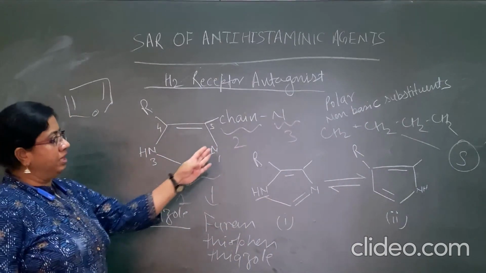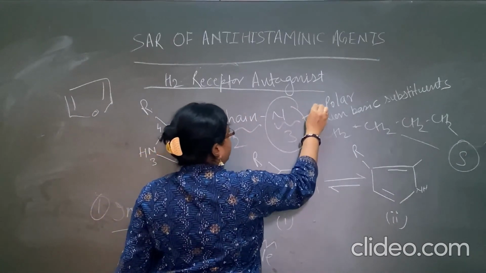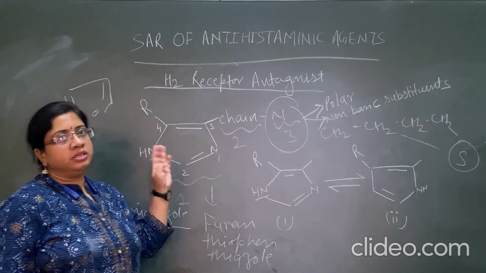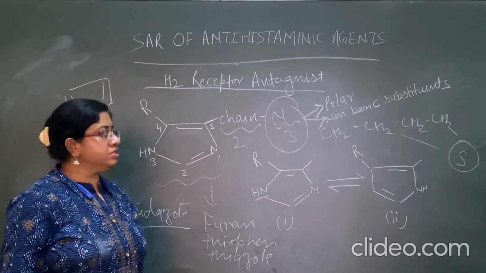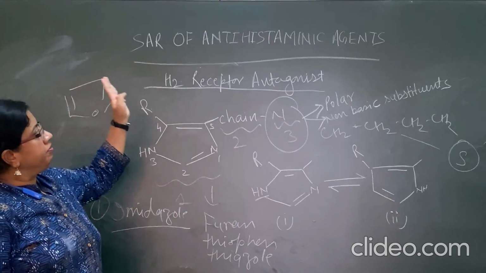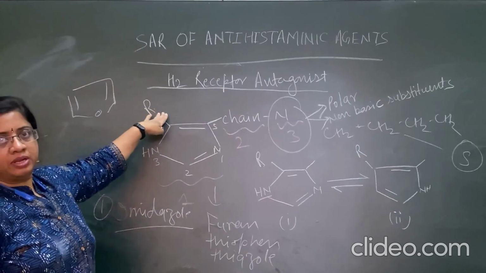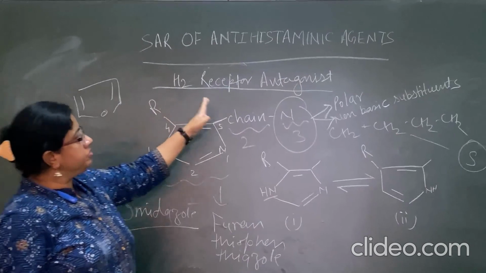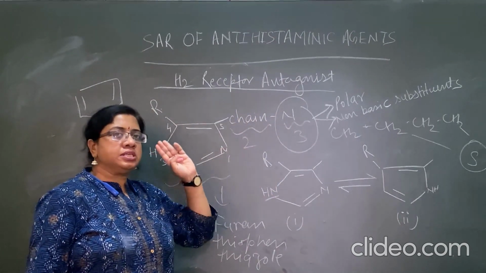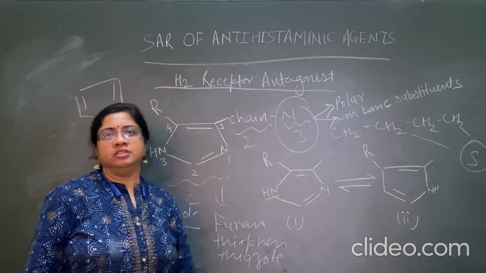Now we move to the terminal nitrogen. The terminal nitrogen should be a polar or non-basic substituent for H2 receptor antagonistic activity. So this is all about the SAR of H2 receptor antagonists. We have discussed first the H1 receptor antagonistic activity and then the H2 receptor antagonistic activity. So you have to discuss the SAR of antihistaminic activity in two ways, H1 and H2. Thank you friends.